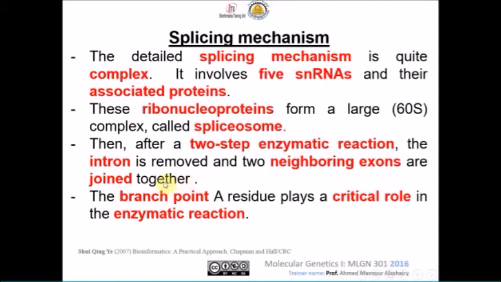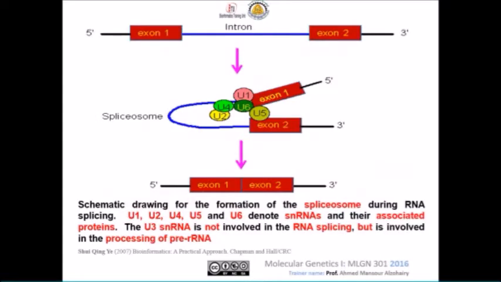The branch point or branch site residue plays a critical role in the enzymatic reaction, as we will see in the movie. Anyway, in this case, we can see a very simple transcript that has 2 exons, exon 1 and exon 2, and the intron in the middle.